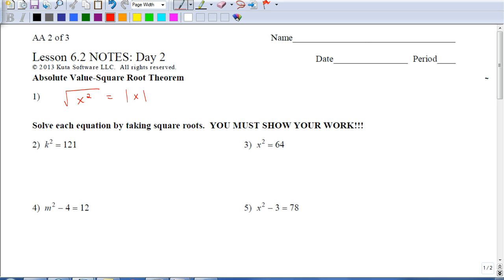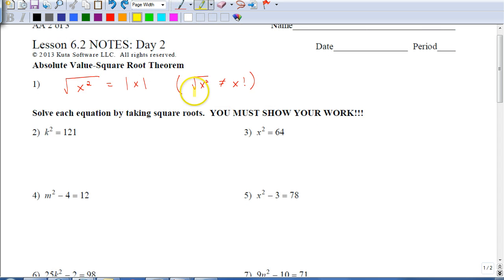What it says is that if you ever take the square root of an x squared, your answer is not x, your answer is the absolute value of x. So, just like what I just posted up here, the square root of x squared is not x. That's a common mistake people make. So this is what you need to make sure you know: the square root of x squared equals the absolute value of x. Or the square root of any variable squared is going to be the absolute value of that variable.